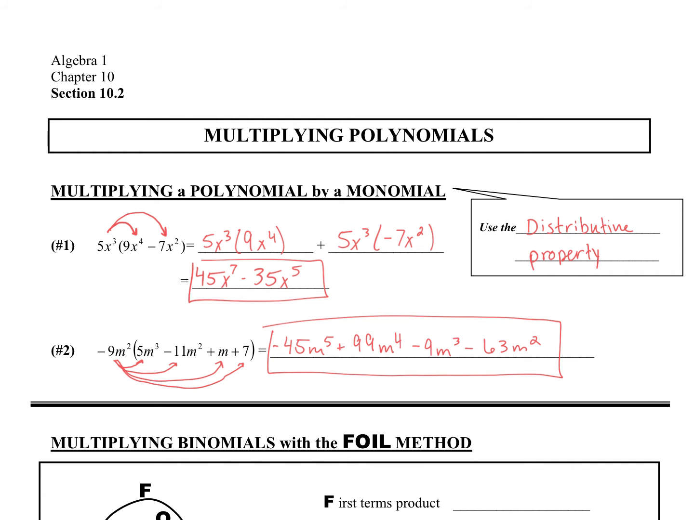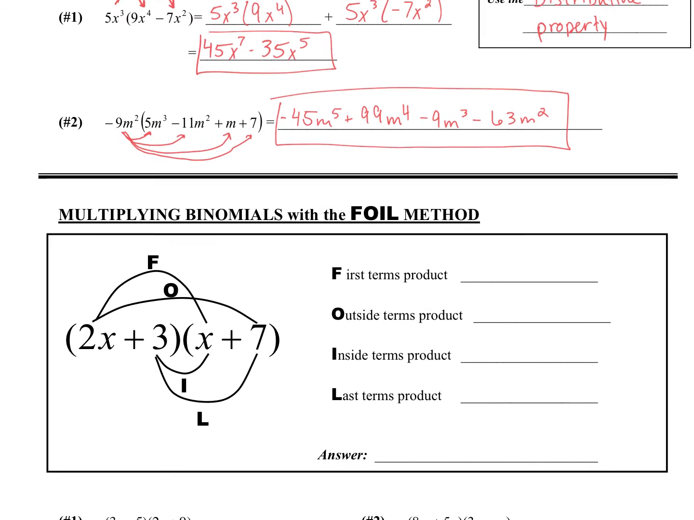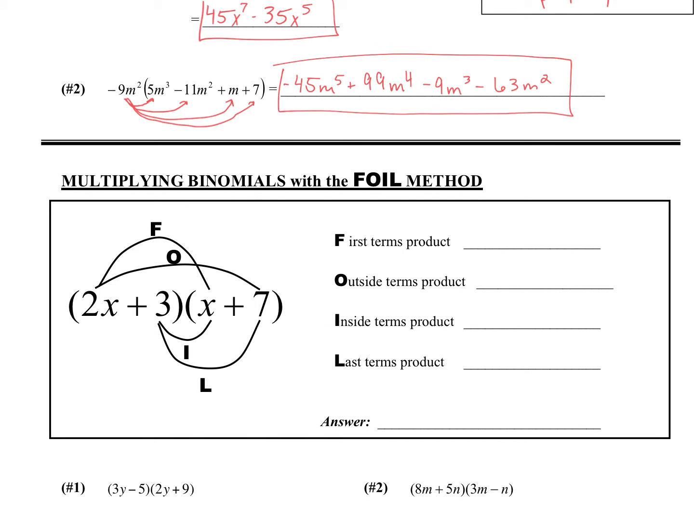But if we're multiplying binomials together, we're going to use a new method called FOIL. Maybe you've heard of this before or seen it written somewhere, but maybe you haven't actually done it before. What FOIL stands for is the first terms product: the first term times the first term. O is the outside terms product, so the outside term and the outside term. And I is the inside, so we have inside times inside. And then the last terms in each set of parentheses.